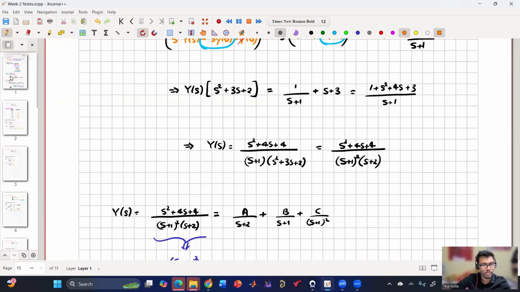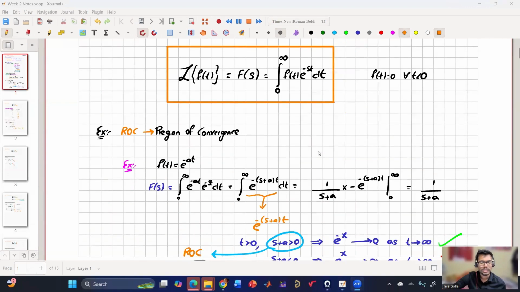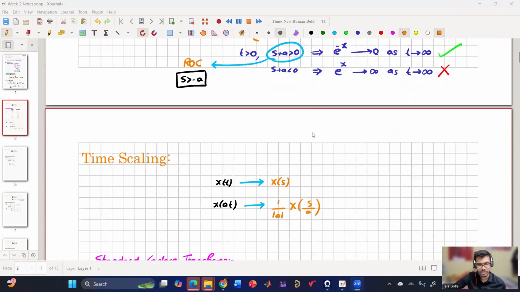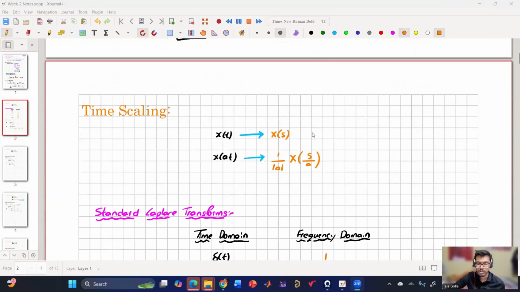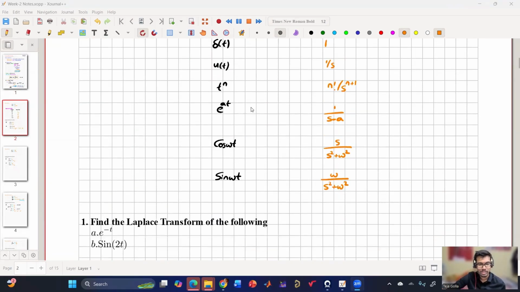We have discussed so many things today, and maybe I have gone a little bit fast to cover the concepts, but I hope you are able to catch up everything and understand all the concepts. So to quickly summarize, we have started with the Laplace transform. Why Laplace transform is needed, what is the motivation, and what is Laplace transform, and we have also understood the region of convergence. Then we have discussed various properties of the Laplace transform, starting with time scaling, and we have also seen a few standard Laplace transform results.